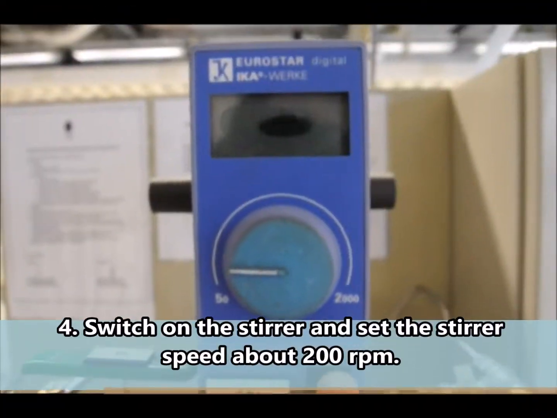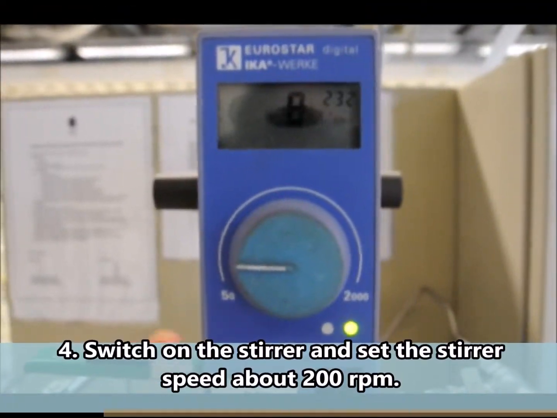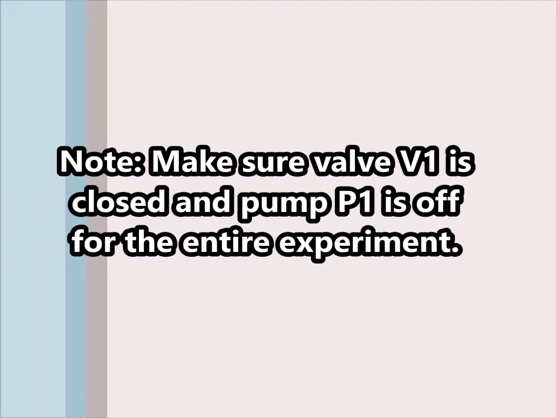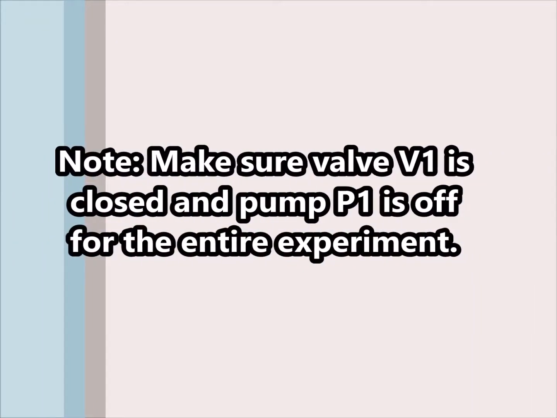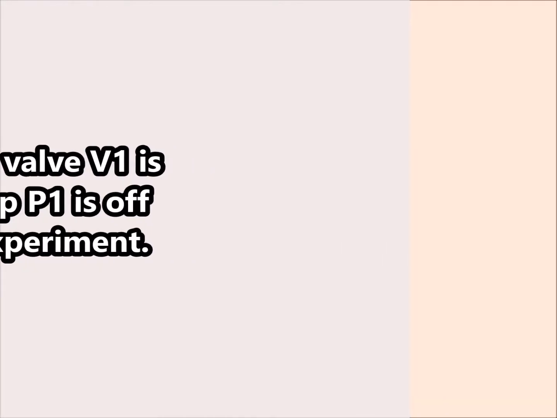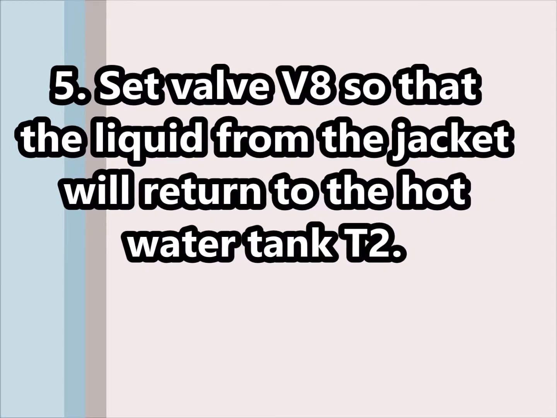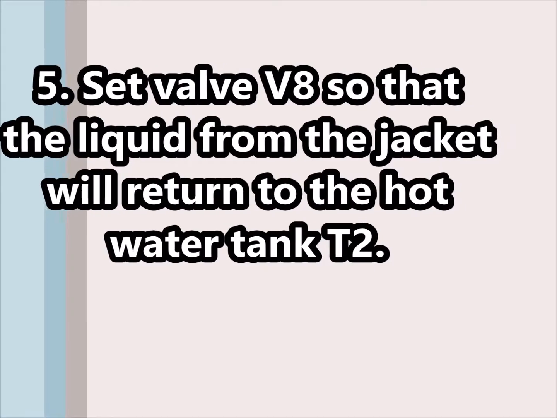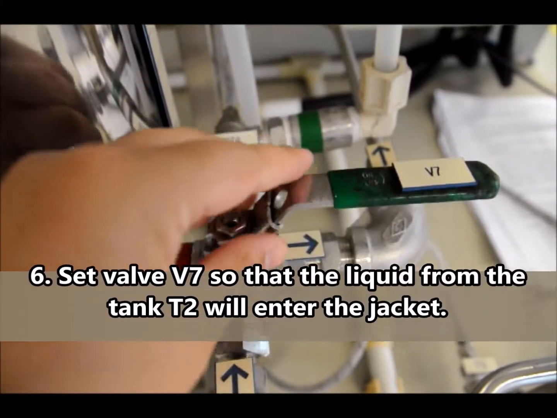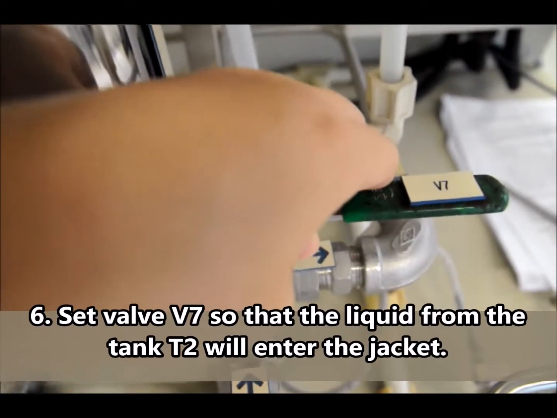Switch on the stirrer and set the stirrer speed about 200 rpm. Make sure valve V1 is closed and pump P1 is off for the entire experiment. Set valve V8 so that the liquid from the jacket will return to the hot water tank T2. Set valve V7 so that the liquid from the tank T2 will enter the jacket.